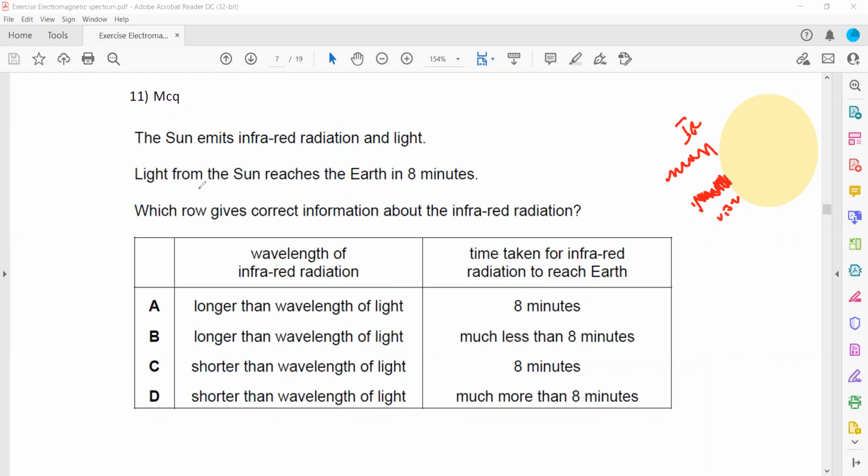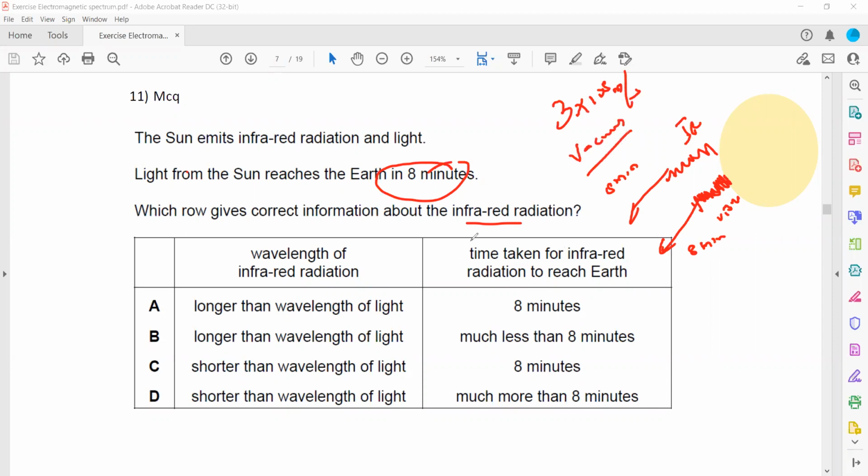If the light from the sun takes 8 minutes, how much time will infrared take? If the visible light is taking 8 minutes, the infrared will also take 8 minutes, because they are traveling at the same speed, which is 3 into 10 to the power 8 meter per second in a vacuum. So that's why both will take the same.